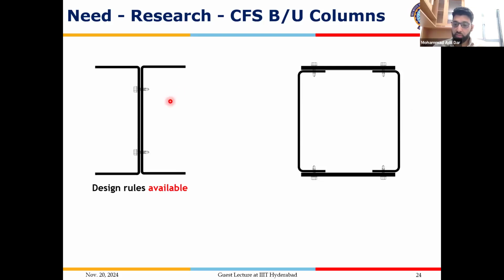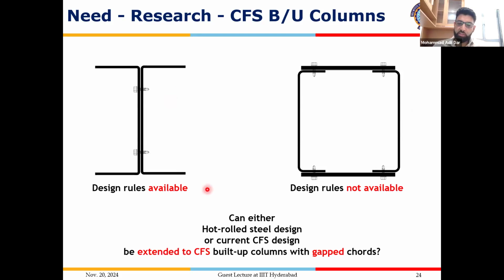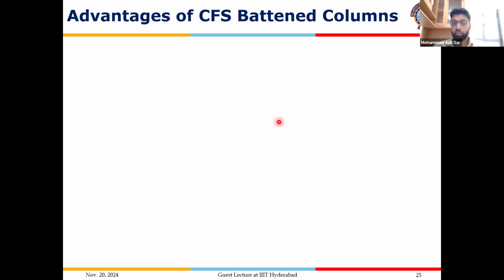However, for the former, design rules are available both in the American code as well as the Eurocode. For the latter, design rules are not available in any of the current codes. Now, can the hot rolled steel design meant for this particular cross section be extended to cold form steel closed section built-up columns? Or can the cold form steel built-up design rules meant for open sections be extended to closed sections?